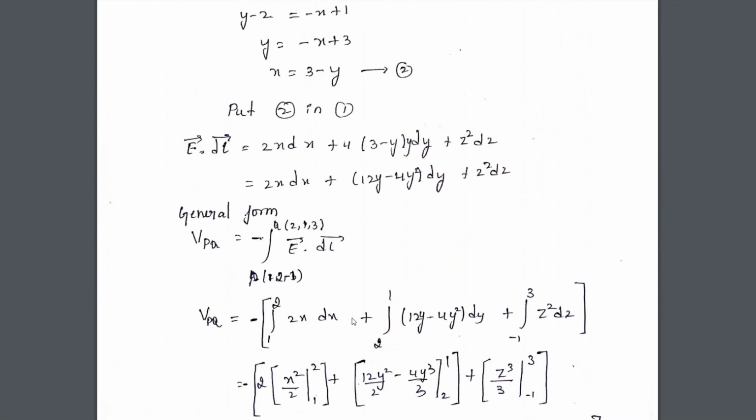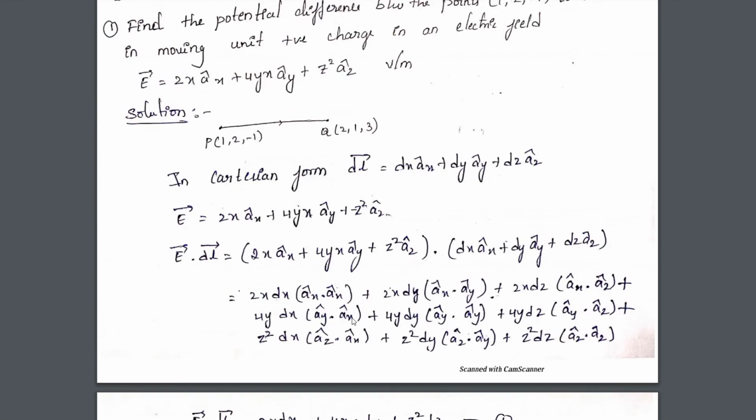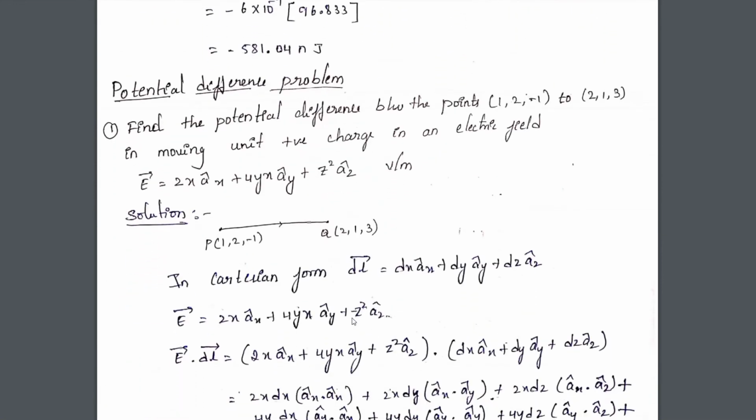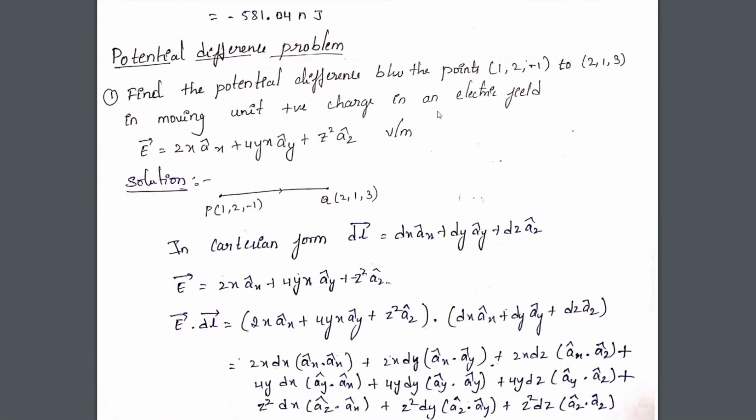So this is potential difference. One problem is given. Do you want me to repeat again? Potential difference is similar to the work done. The only difference is Q is 1 in this case. And while integrating, you have to reverse the limits and integrate.